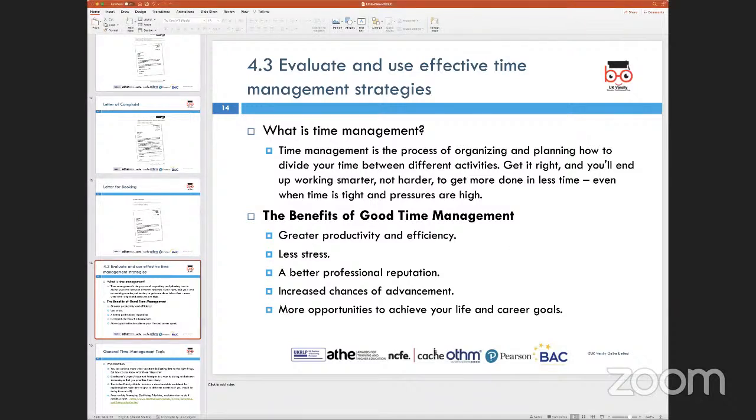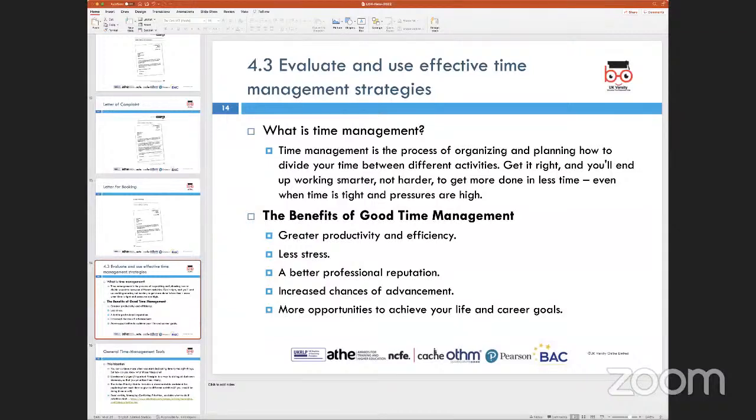An easier way to define time management is that it's a process of organizing and planning so that you're able to divide your time between different activities. If you know that you have a number of tasks to complete on a working day, sometimes on a practical basis we create a to-do list. We write it down on a notepad to say, okay, these are the tasks that I need to do.